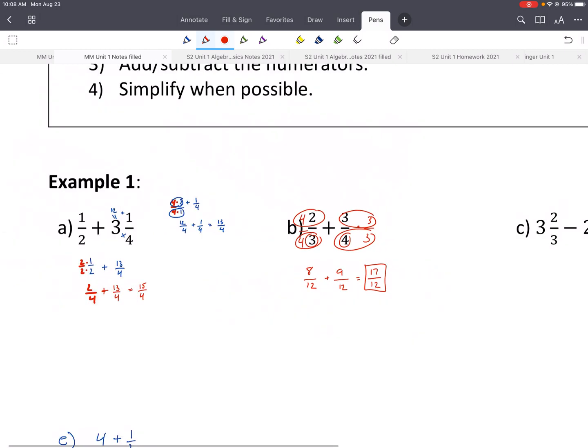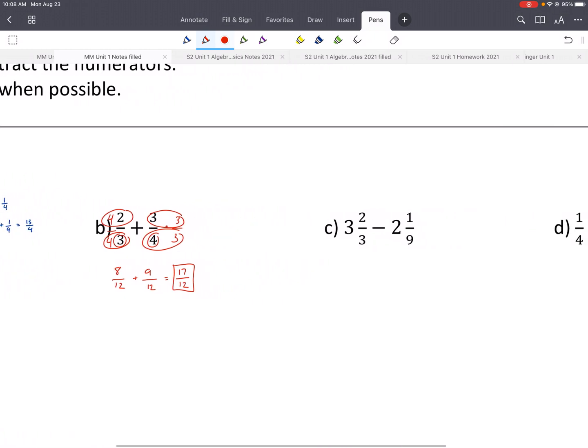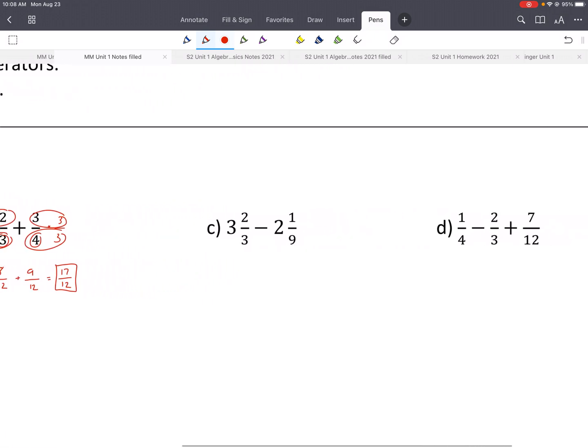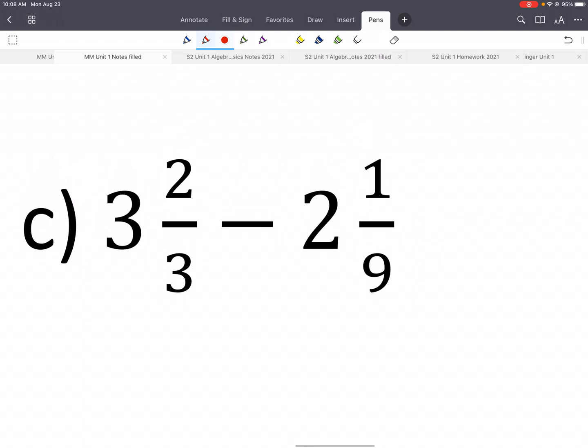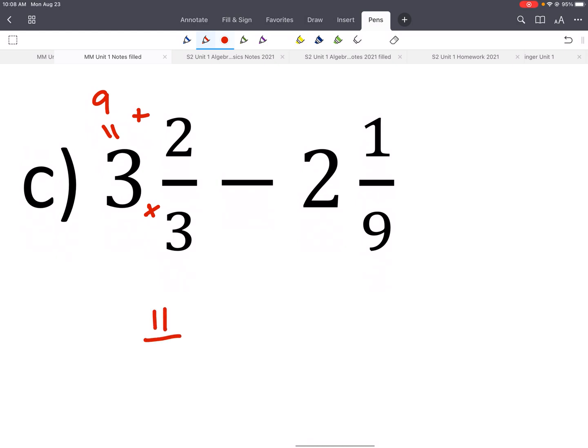Okay? All right. Maybe pause and see if you can do C by yourself, and maybe even D. All right, so hopefully you gave that a try. Again, these are mixed fractions. We want to have them be improper fractions. So again, we multiply, it gives you 9, and then we will add those together. So 9 plus 2 is 11/3. And then here, 2 times 9 is 18, plus 1 is 19. So we do 19/9.